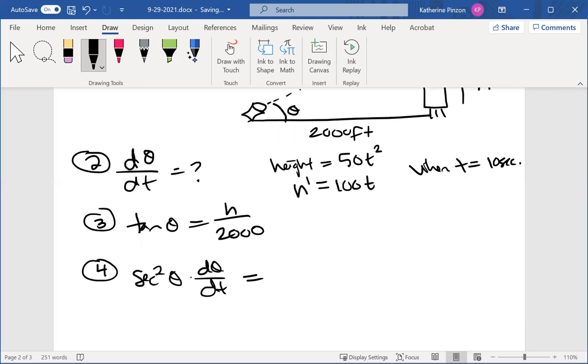You want to use the quotient rule? Really? Yeah. I don't want to. When the denominator is just a constant, right? This is like 1/2000 times h. What's the derivative of 1/2000 times h? Yeah, just 1/2000 times dh dt, which is going to be 100t, right?